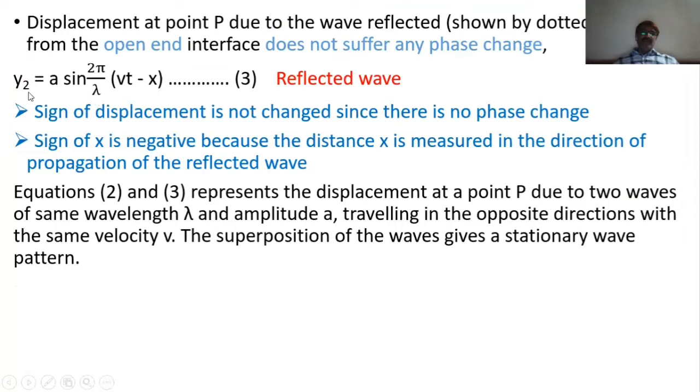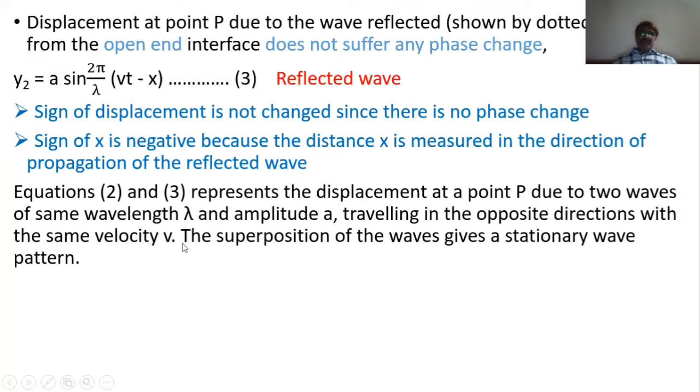Okay, so the expression for the reflected wave in this way will be a sine 2 pi by lambda into Vt minus x. So 2 points we have to remember here. The sign of displacement has not changed since there is no phase change. So the sign is positive, which is the same as the incident wave in equation 2. But important is that here again the sign of x is negative, and it is negative because distance x is measured in the direction of propagation of the reflected wave.